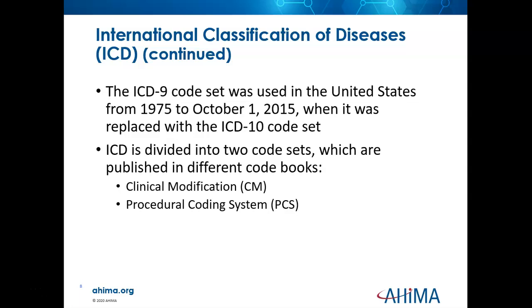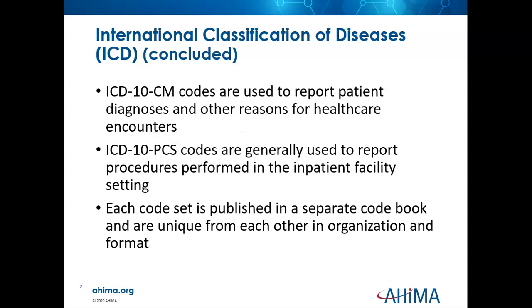ICD-CA is the set that they use in Canada. ICD-10-NL is the set that they use in the Netherlands. So ours is a little different because our code sets, our diagnosis code set and procedural coding system, are linked to payment mechanisms. Other countries where they have universal health care or socialized medicine, their data is not necessarily linked to a reimbursement schema.